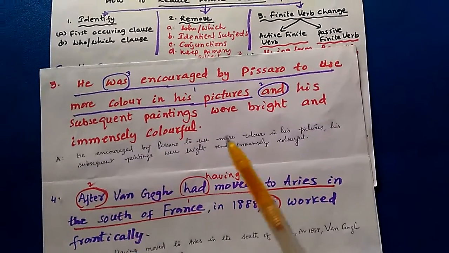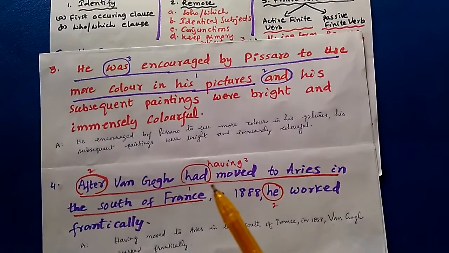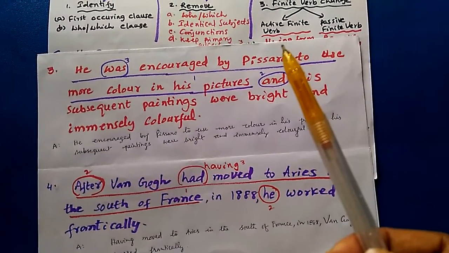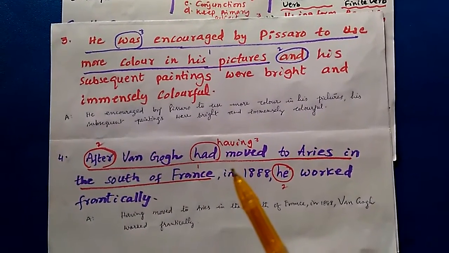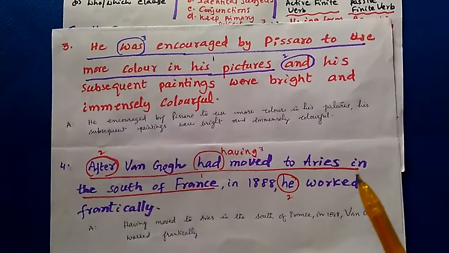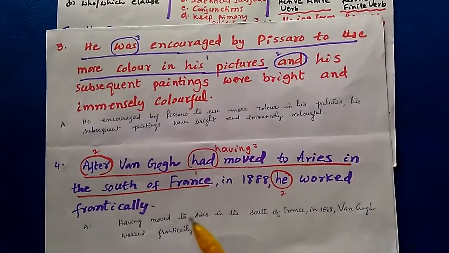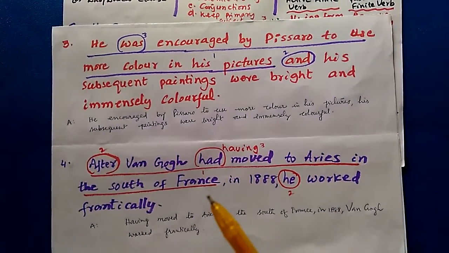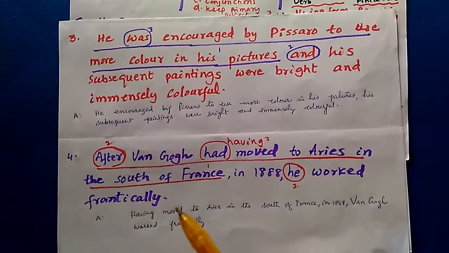After these 2 rules, we switch over to the third rule, that is finite verb change. Here the finite verb is had. Had becomes having, because whenever we have the finite verb, it should be changed into the verb 1 plus ing form. So this has been changed like that. By doing these changes, we get the answer. Van Gogh, having moved to Paris in the south of France in 1888, worked frantically. Or we can write, having moved to Paris in the south of France in 1888, Van Gogh worked frantically will be the right answer.